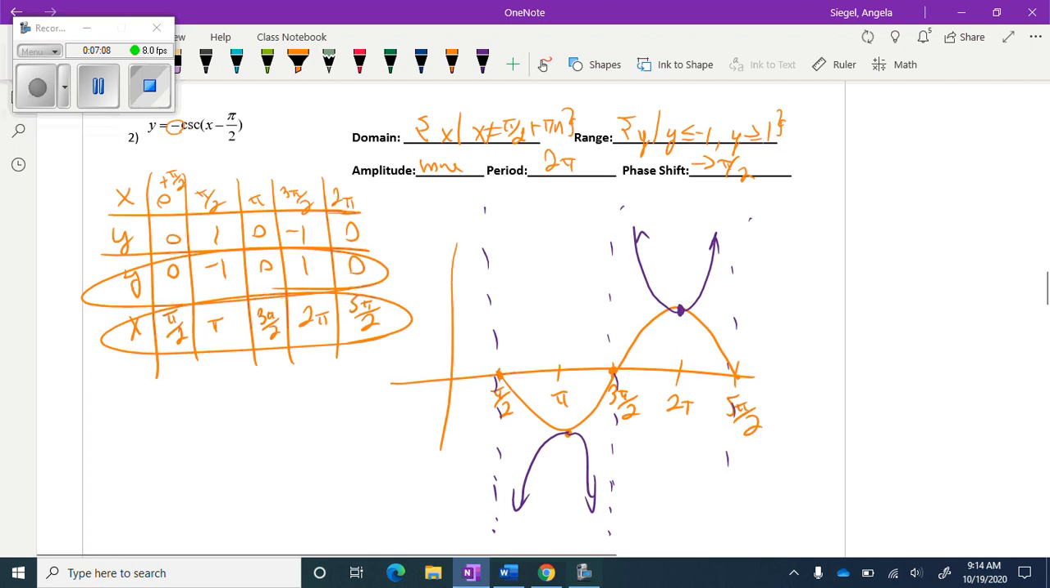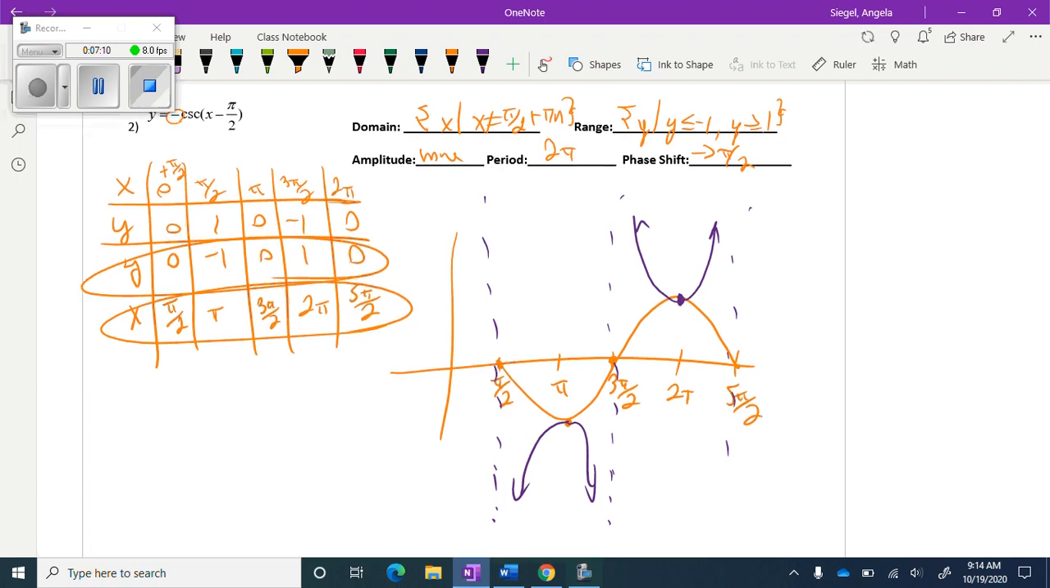Okay, this is everything I have for the graph of the cosecant function. I am going to talk about tangent and cotangent in another video.